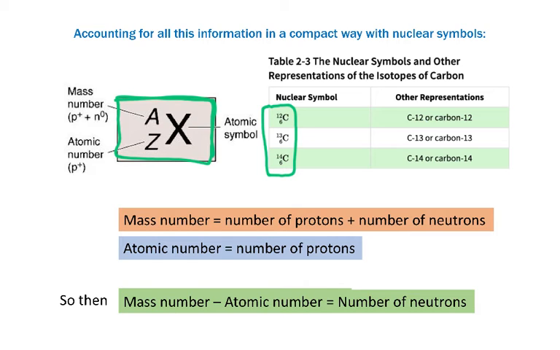So some simple math arises from mass numbers because the mass number is the number of protons plus the number of neutrons. The atomic number is the number of protons, so the mass number is the atomic number plus the number of neutrons.